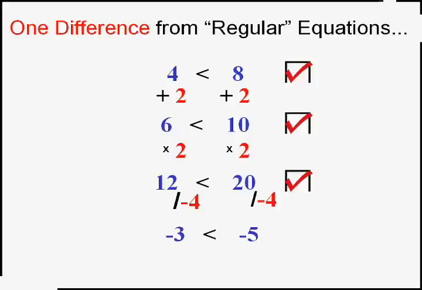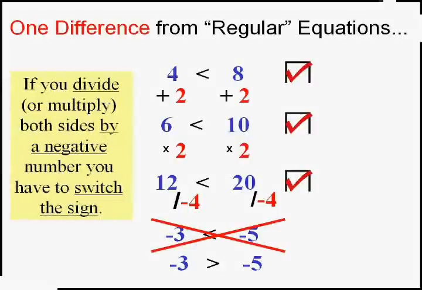Is negative 3 less than negative 5? Picture it on the number line. Wait a minute. It isn't. Negative 3 is bigger than negative 5. There's something wrong with us. Something very, very wrong. It seems weird, doesn't it? I was as fair as could be. I divided both sides by negative 4, and the truth got lost here, didn't it?